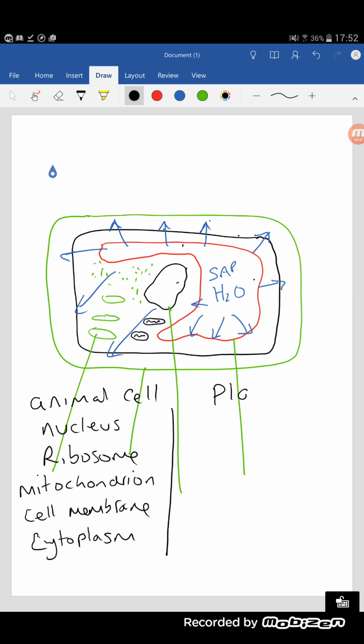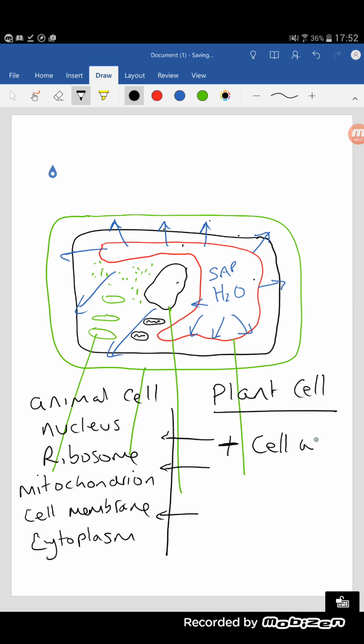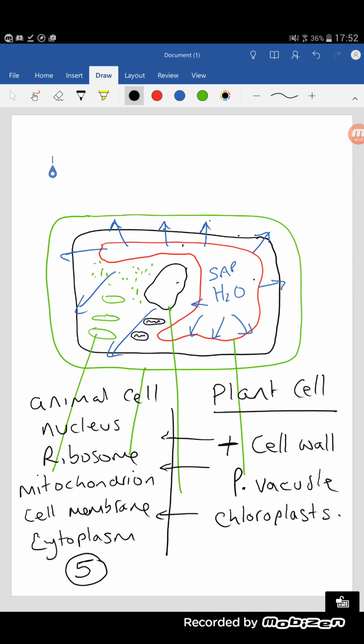And a plant cell has all of these plus a cell wall, a permanent vacuole, and chloroplasts. Which contain chlorophyll and which do photosynthesis. And so there are 5 organelles in both plant and animal cells, and there's a further 3 that plants have that animals don't. And that is a run through of the animal and plant cells.